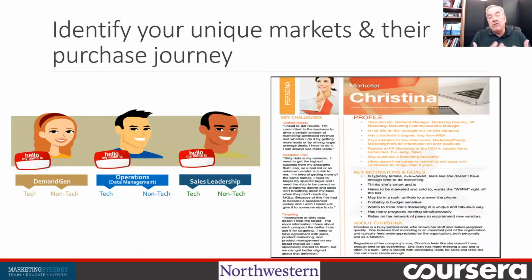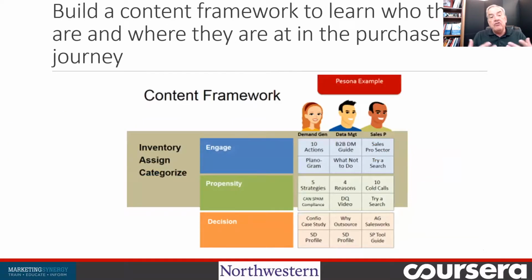And so what we actually do is we have experts from IBM who show you actual cases. This is just an example, but you identify the market you want, you figure out what their persona is. That's where those social analytics tools come into play. And then you build out a content framework where you have basically different media for engagement, propensity, and decision. That's the decision journey they're on.